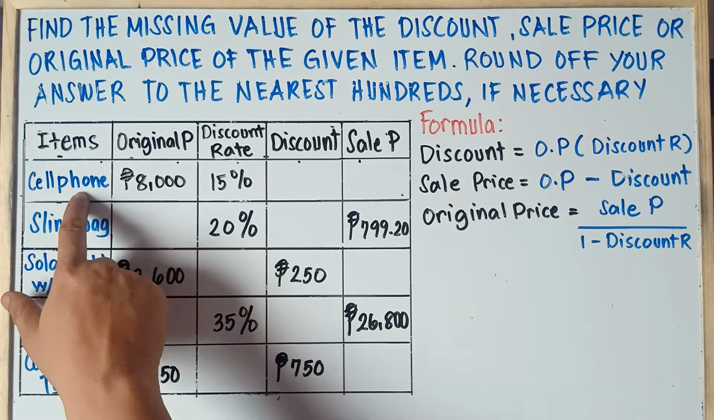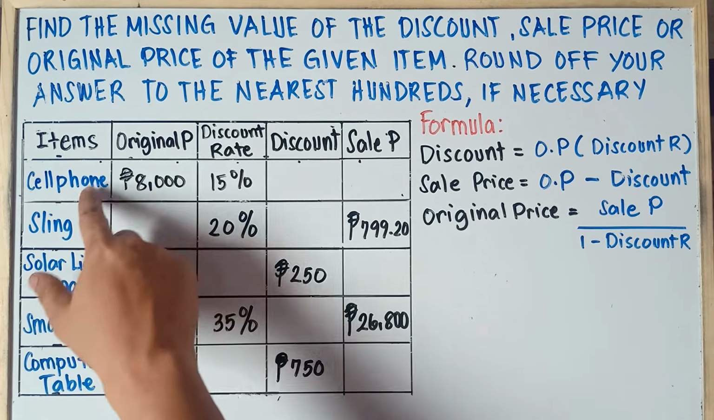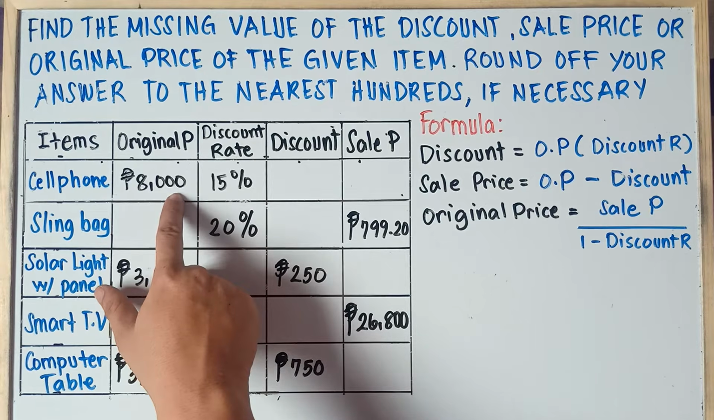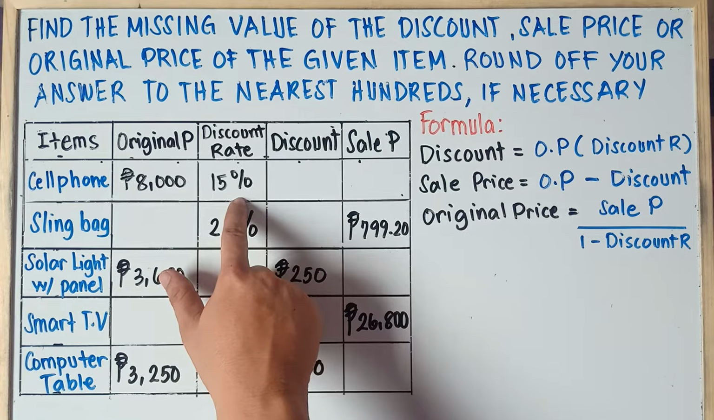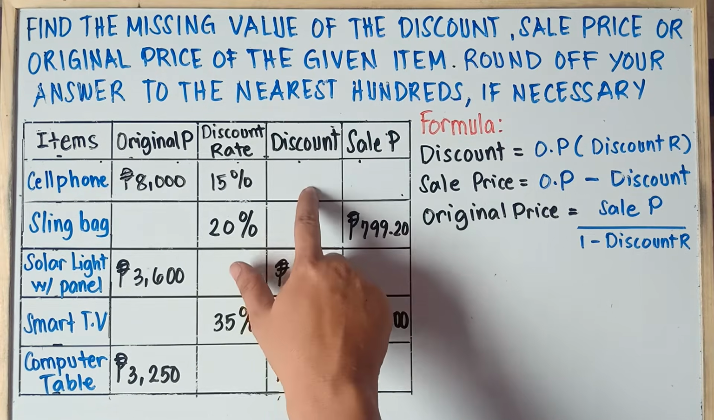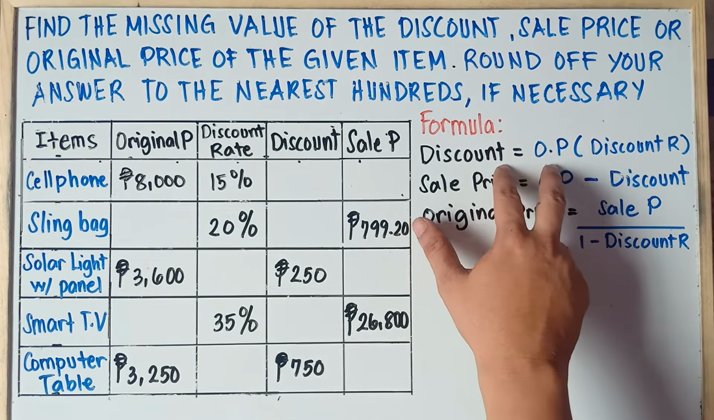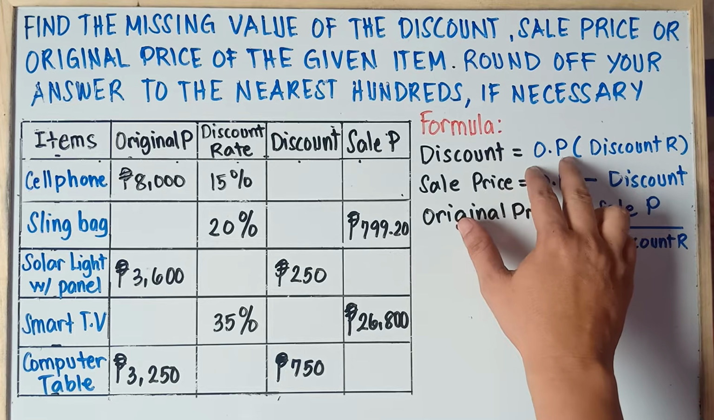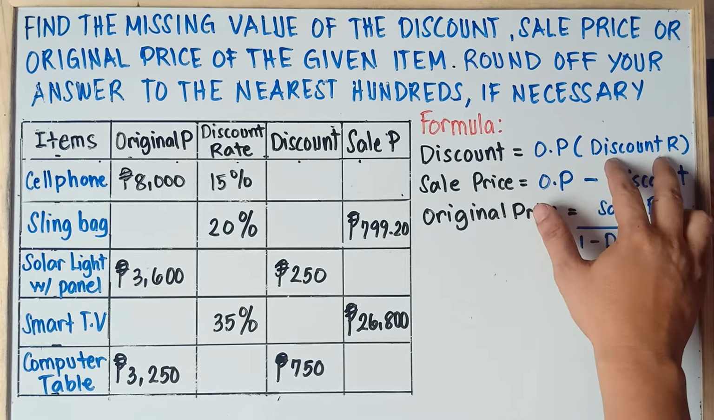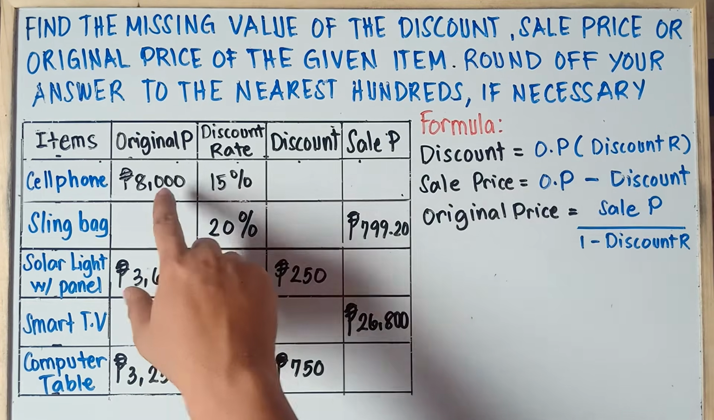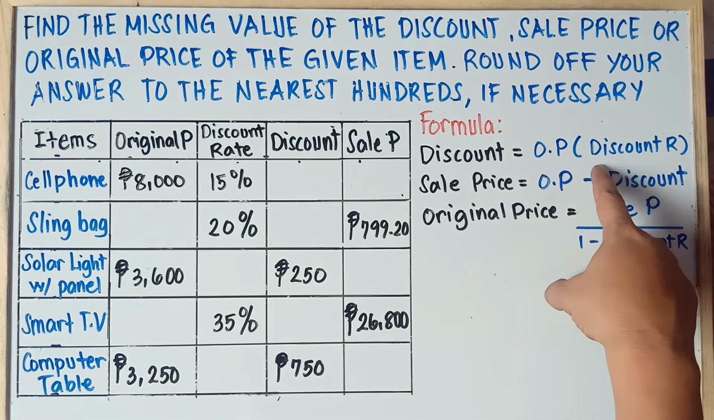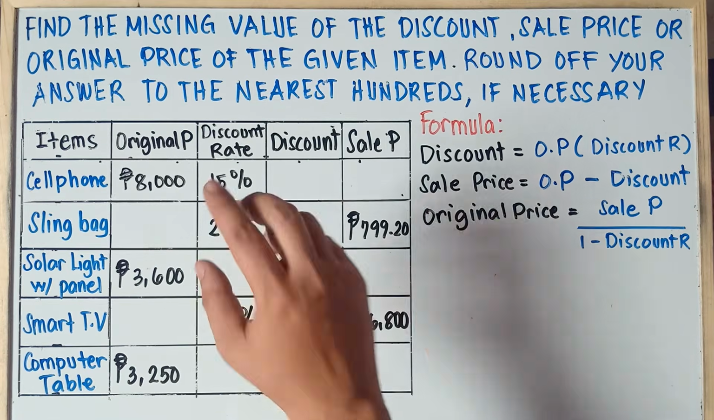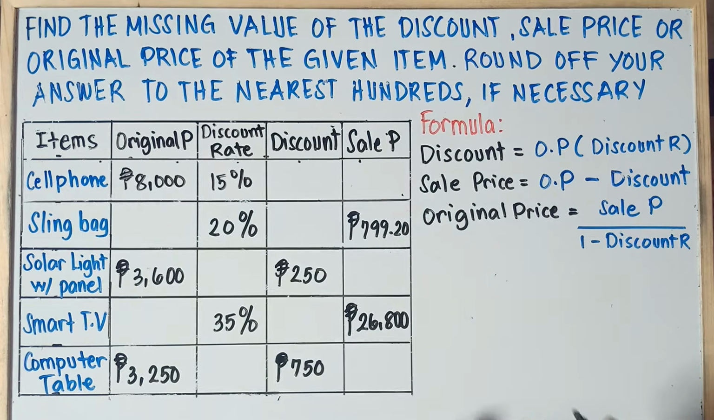So we have given item, that's cell phone, and we have original price, that's 8,000, and the discount rate, that's 15%. So can we find the discount? Now you check, class, the formula of discount. The discount is equal to original price times the discount rate. Do we have the original price? Yep, we have the original price. Do we have the discount rate? Yep, we have the discount rate. Therefore, class, we can find the discount.